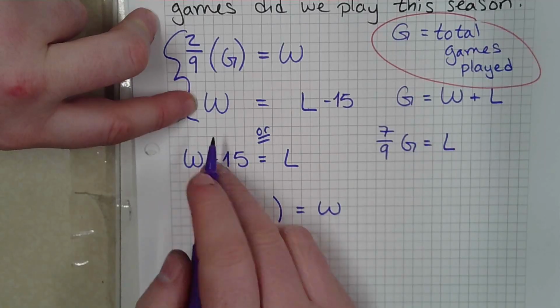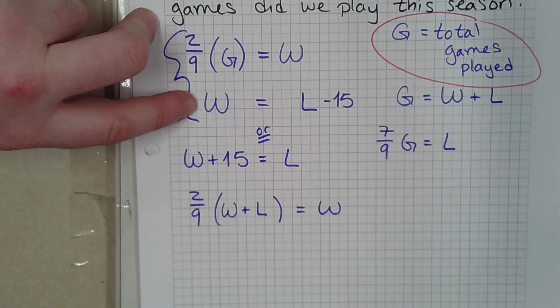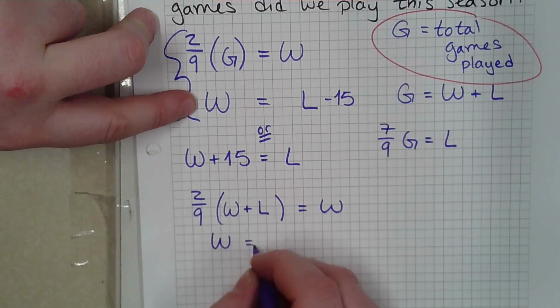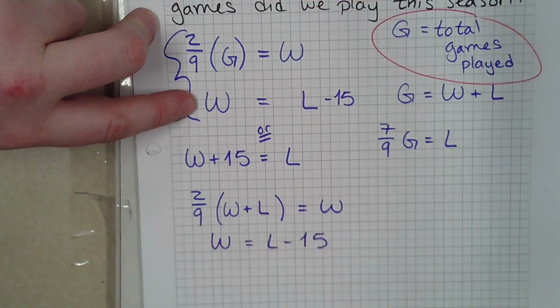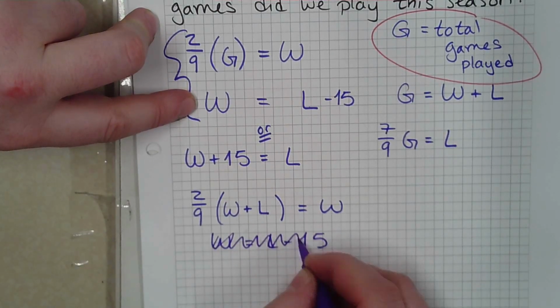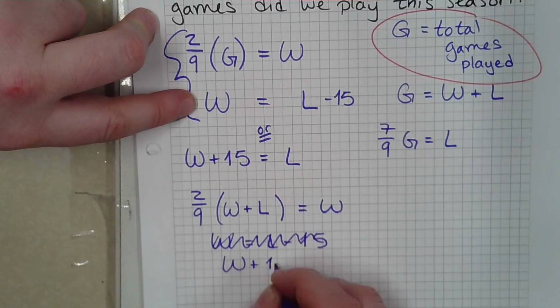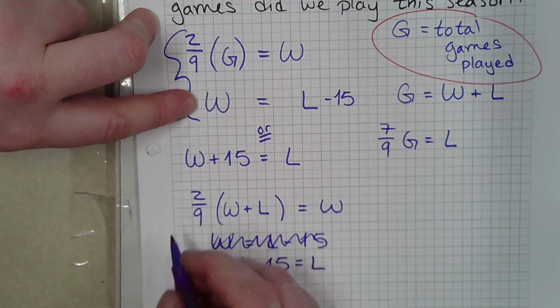We also know that W equals L minus 15. So I'm going to write that here. Or you could do W plus 15 equals L. In fact, I think I might use that one. Lots of ways to do this, guys. But I'm just going to use these two.